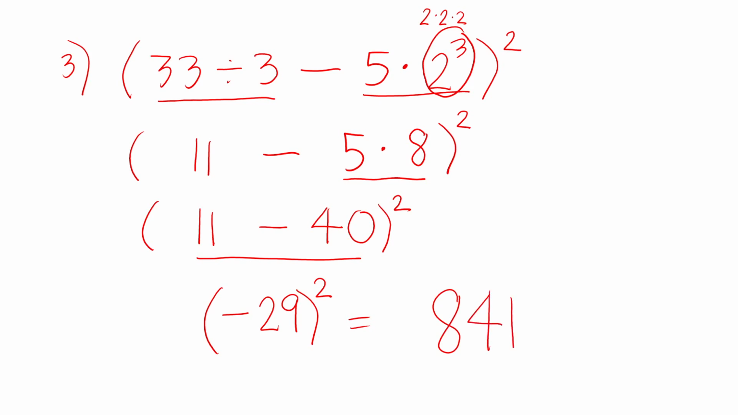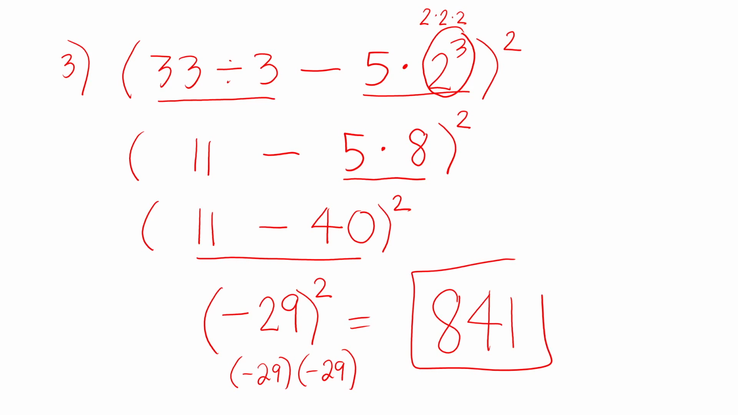I got 841 because I multiplied negative 29 by negative 29. Is example number 3 clear? Okay, let's have another one. Please remember all the processes. The examples I'm giving you show the processes, the step by step. It's very similar to the examination that will come out during your prelim next week.